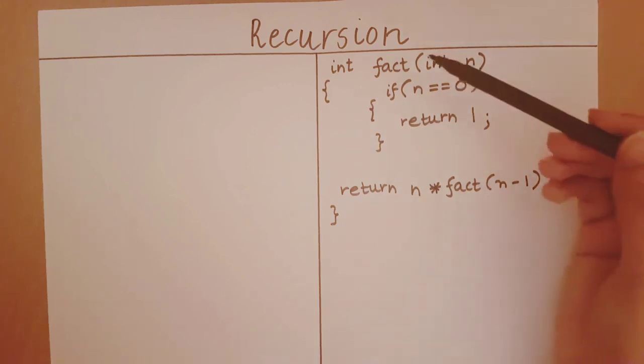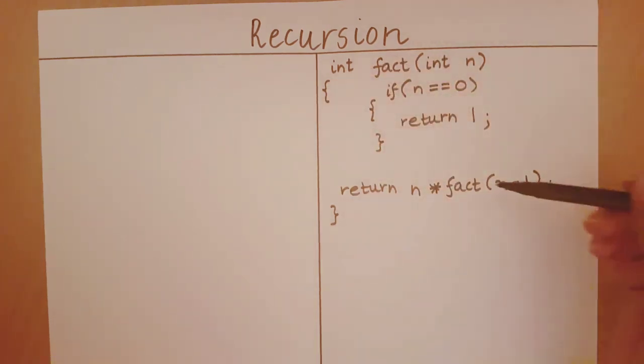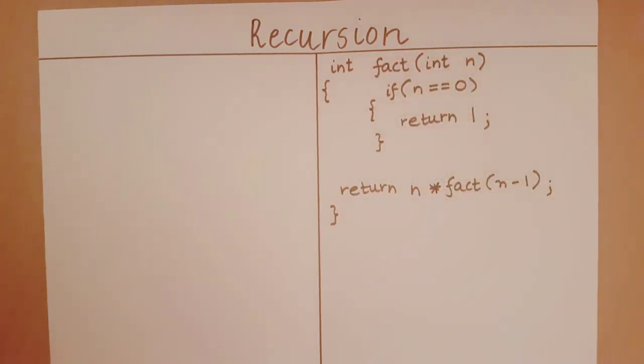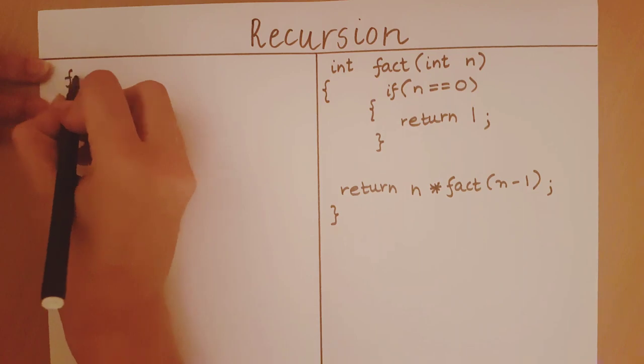As you can see, inside the function fact itself, we are calling the same function. So you can also see in this example where the function is calling itself. So now that we have seen how to write the code, let's see how the output actually is generated. So first, let's say I want to calculate factorial of 3.